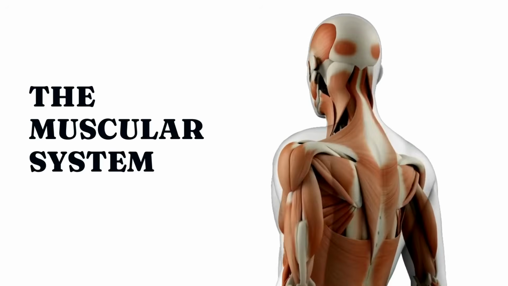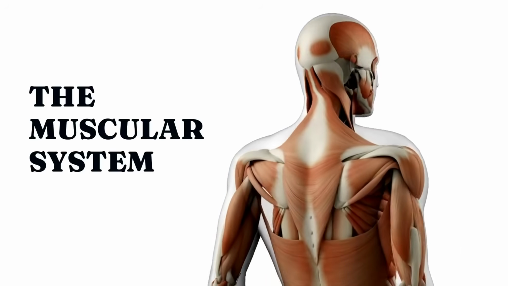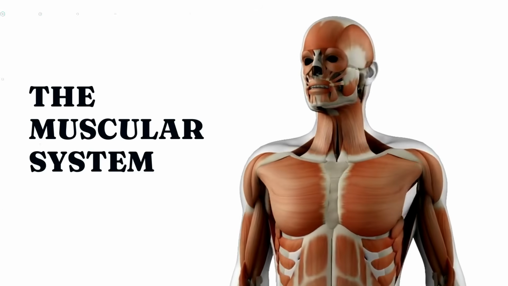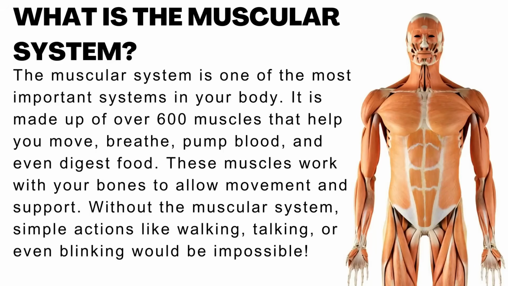Good job, kids. Did you know that your ability to move is powered by your muscles, collectively known as the muscular system? The muscular system is one of the most important systems in your body. It is made up of over 600 muscles that help you move, breathe, pump blood, and even digest food. These muscles work with your bones to allow movement and support. Without the muscular system, simple actions like walking, talking, or even blinking would be impossible.